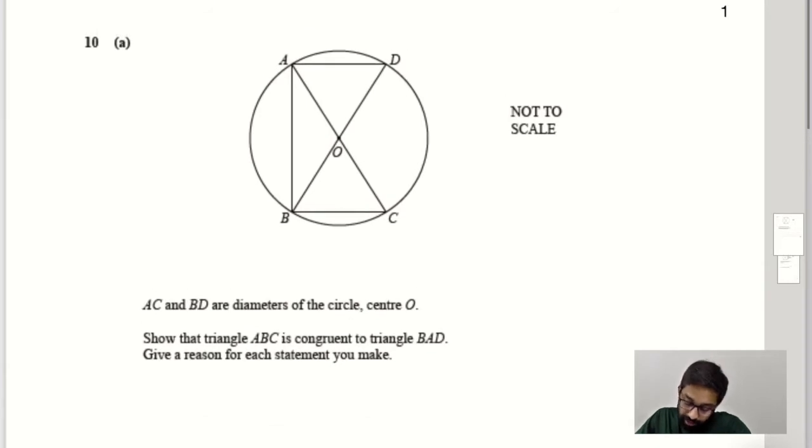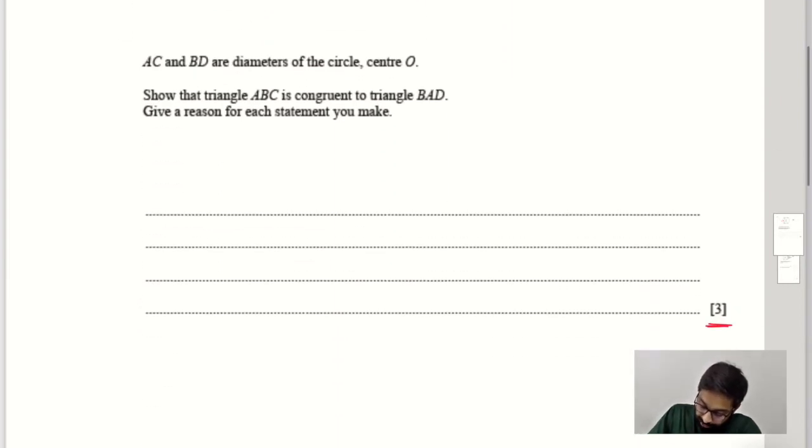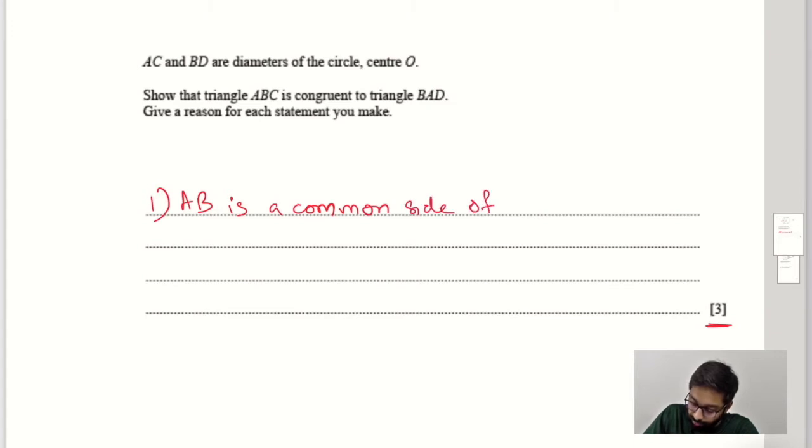The first statement that I can identify is that AB is common between both the triangles. That means one of the sides of the two triangles is the same in length. So we can write the first statement over here. AB is a common side of both triangles.